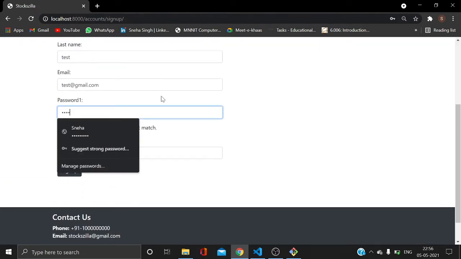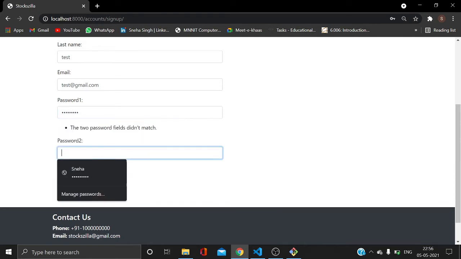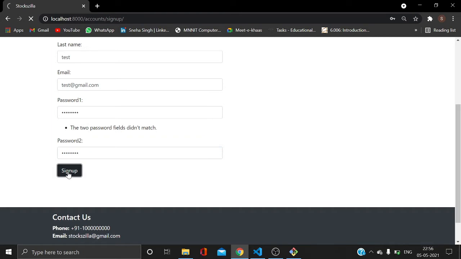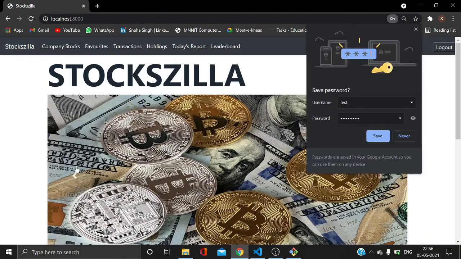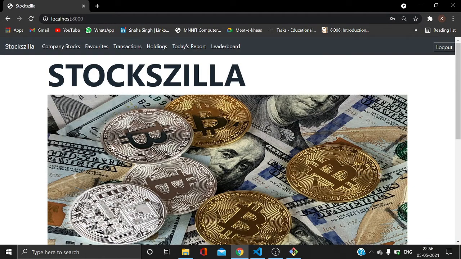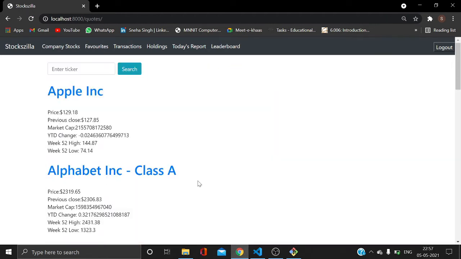Okay, so the two passwords didn't match. Okay, now it's fine. So we have logged into the website and you can see that there are various tabs available. We will look at each tab one by one. First of all, let's look at the company stocks tab. So this is the company stocks page.